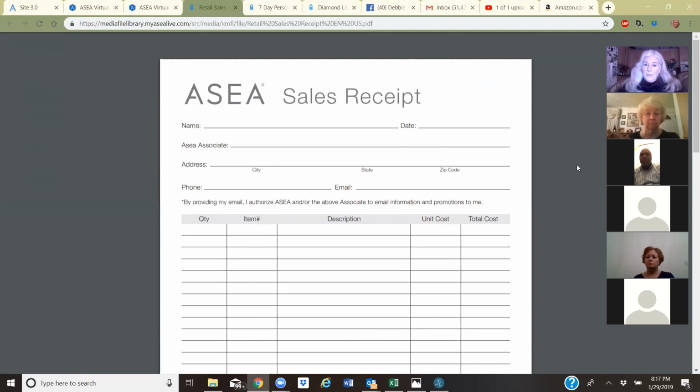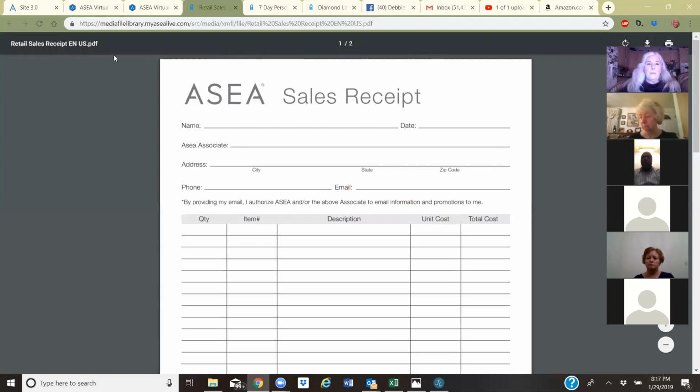But it's a good thing to do if you're selling product at all, for income tax returns and stuff like that, to have receipts and to have the person sign it. So that's a very useful form if you're selling product. Most people don't want to sell it out of their homes, but occasionally it might be something you want to do.